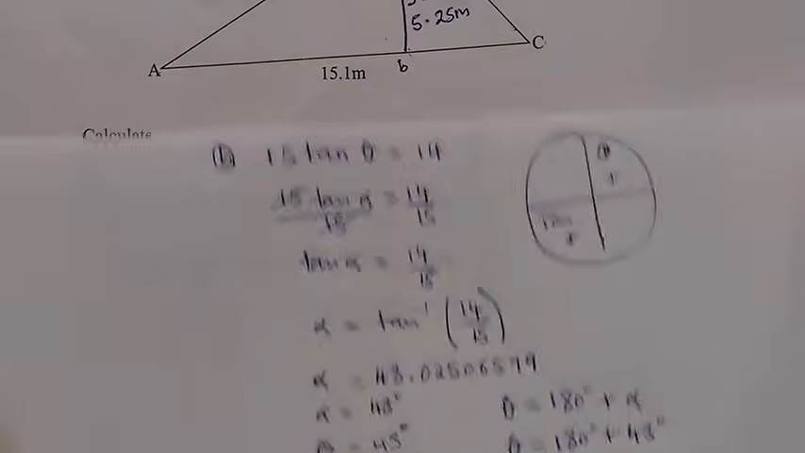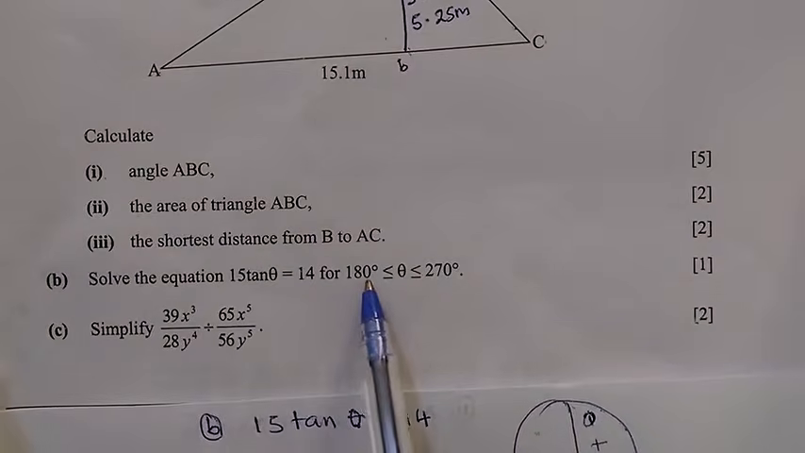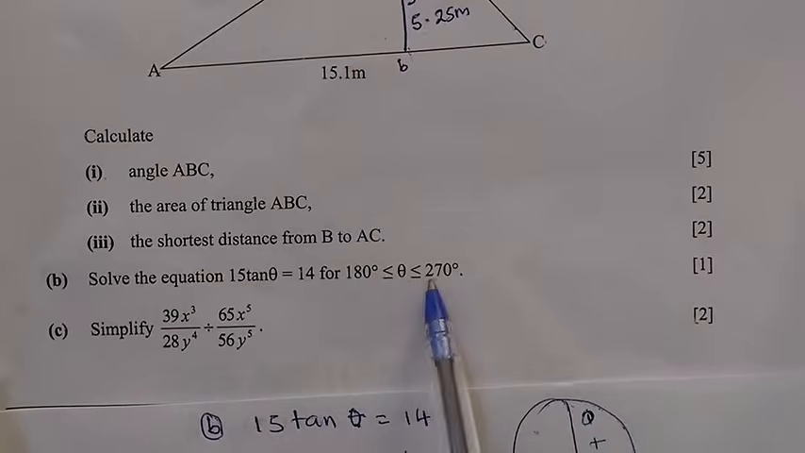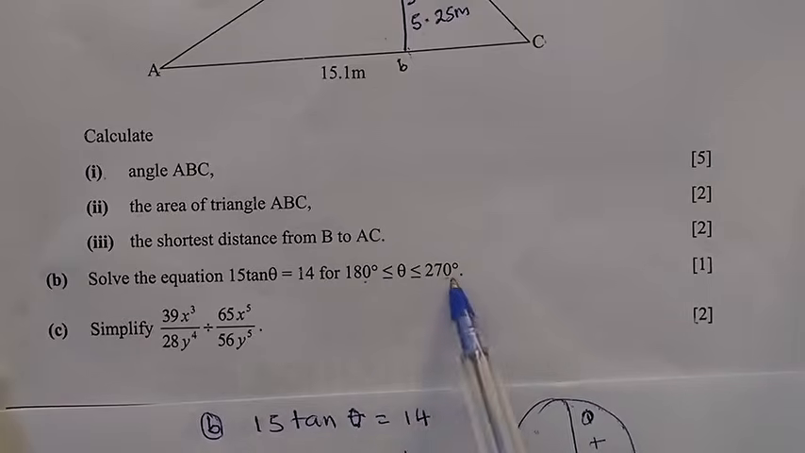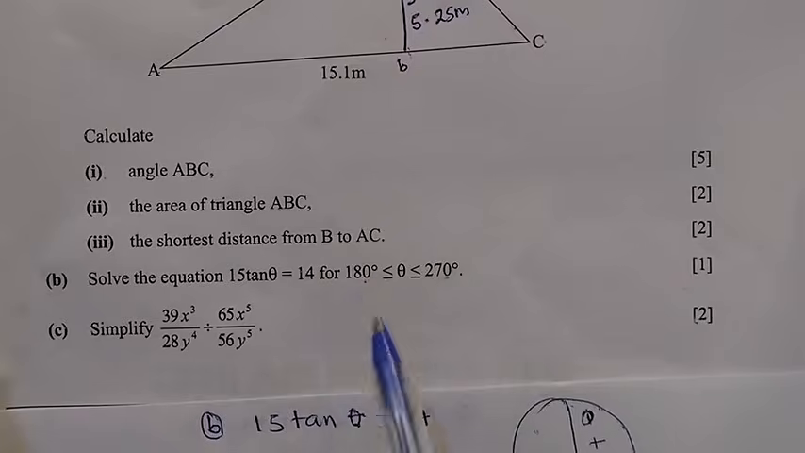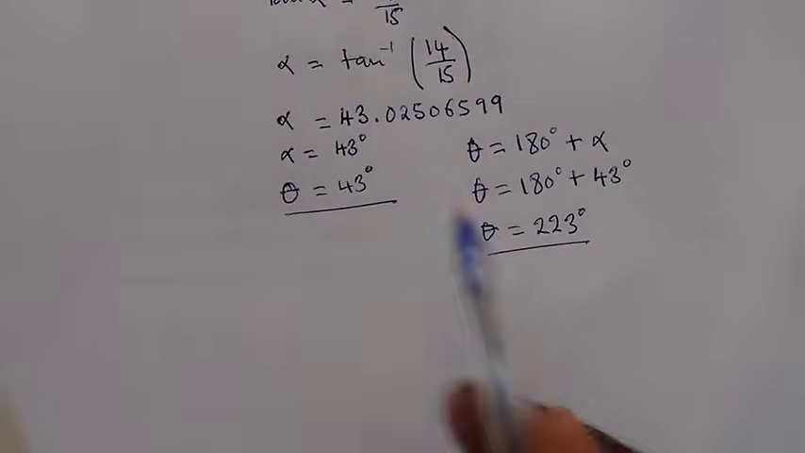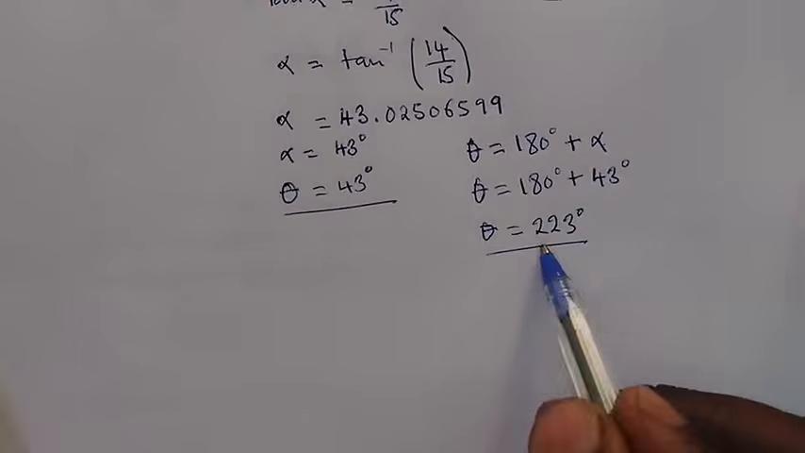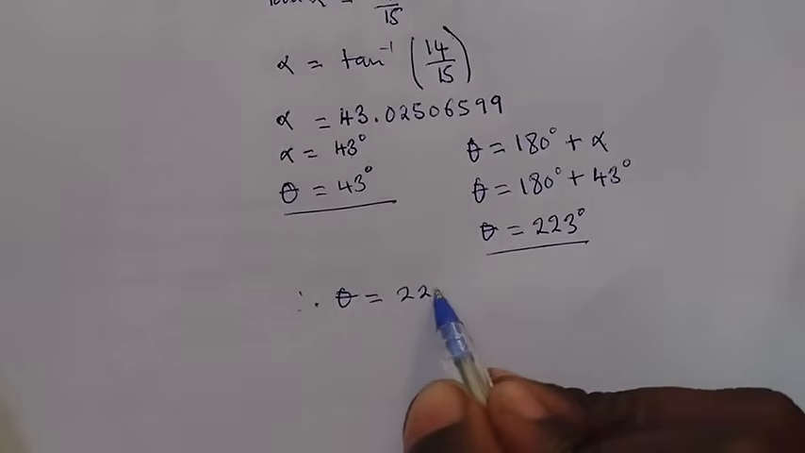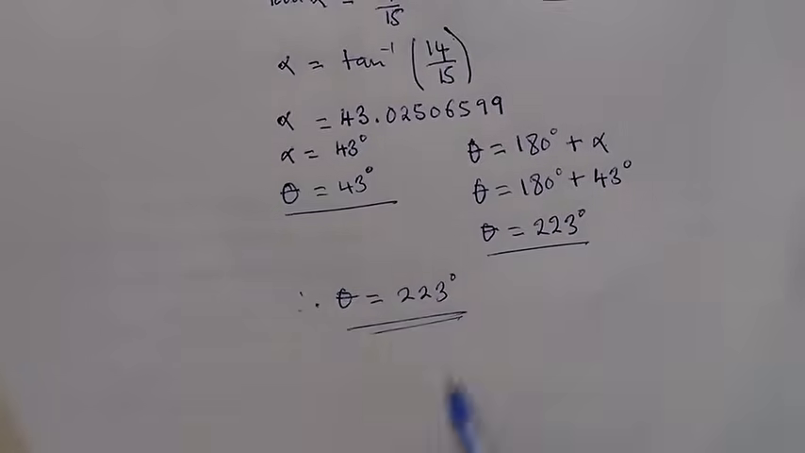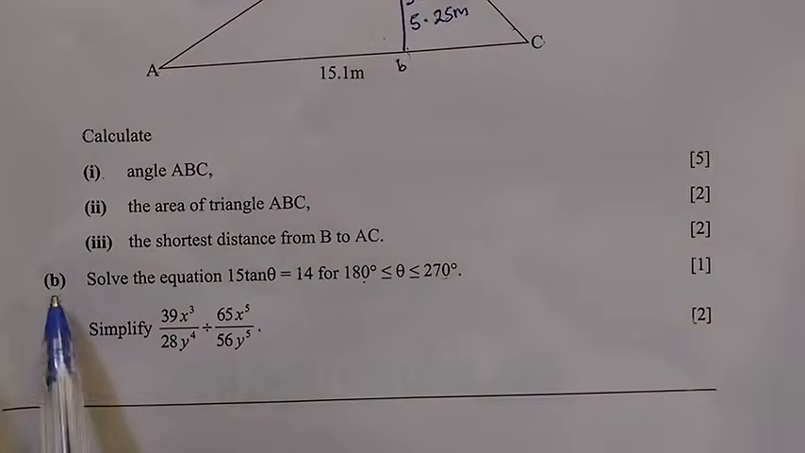Now let's look at the range, because they normally give us the range. They said it should be 180 less than or equal to theta less than or equal to 270. Meaning that I should be lying between this range. If you get an angle which is less than 180, you should not consider it. So we go back to the angles. The first theta is 43, the second one is this. We only consider this, not this one. Therefore, theta is equal to 223 degrees. This is our answer. So we have answered our question B right here.